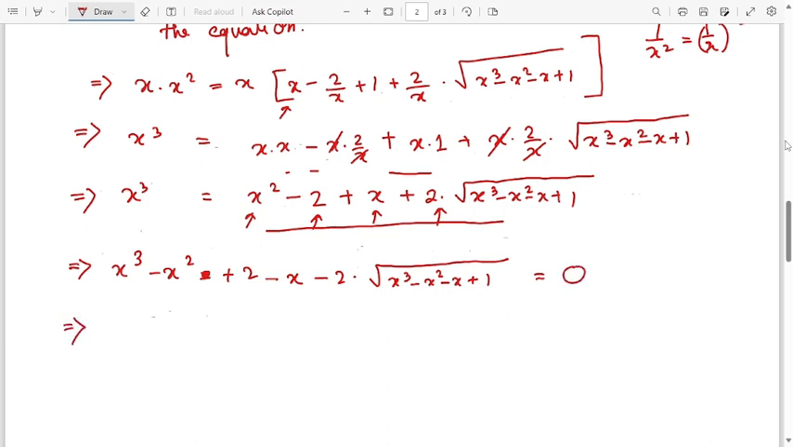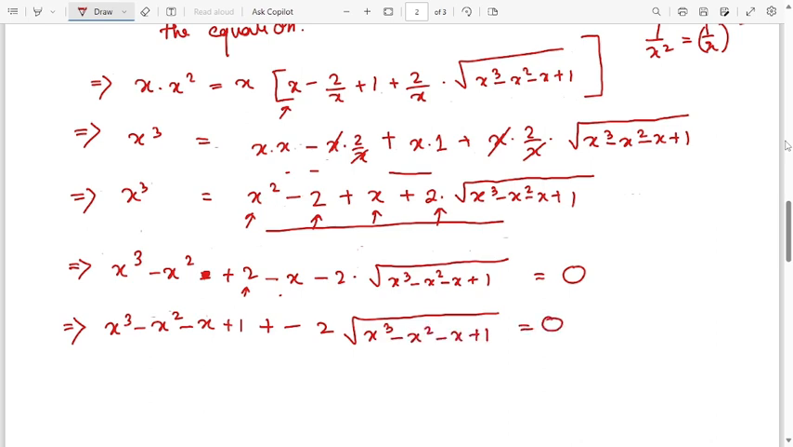Now see, we are rearranging the terms: x cube minus x square minus x, then this 2 I can write as plus 1, minus 2 times square root of x cube minus x square minus x plus 1 equal to 0.